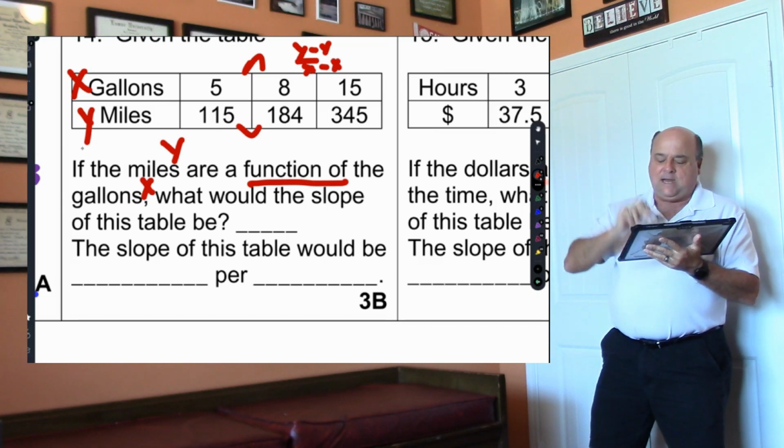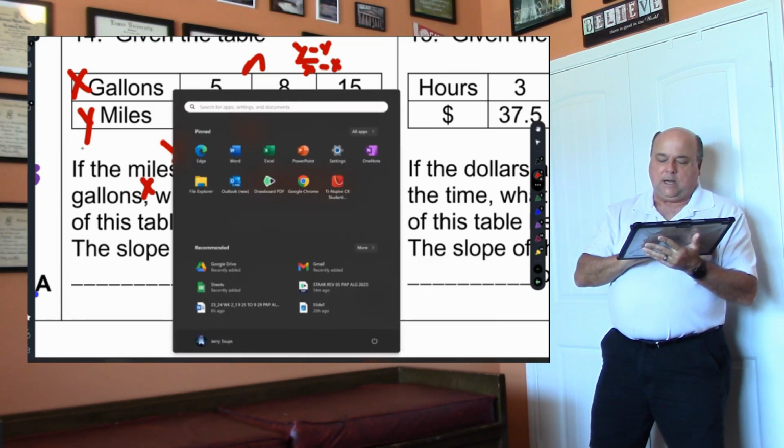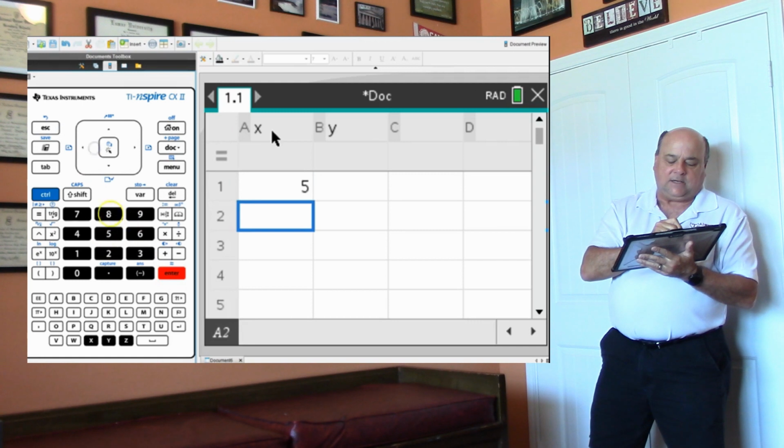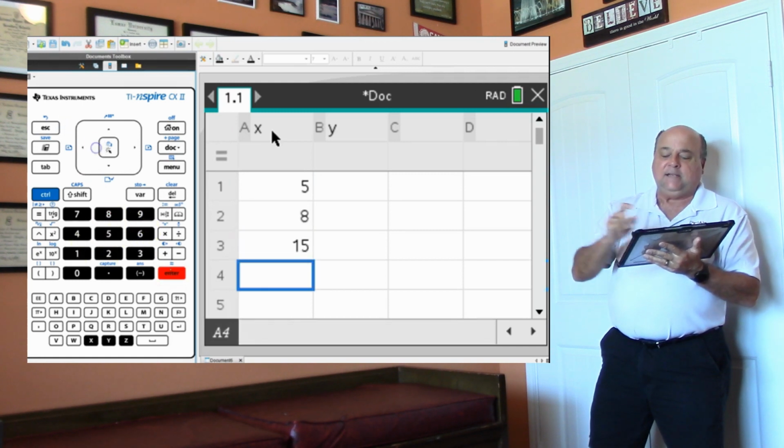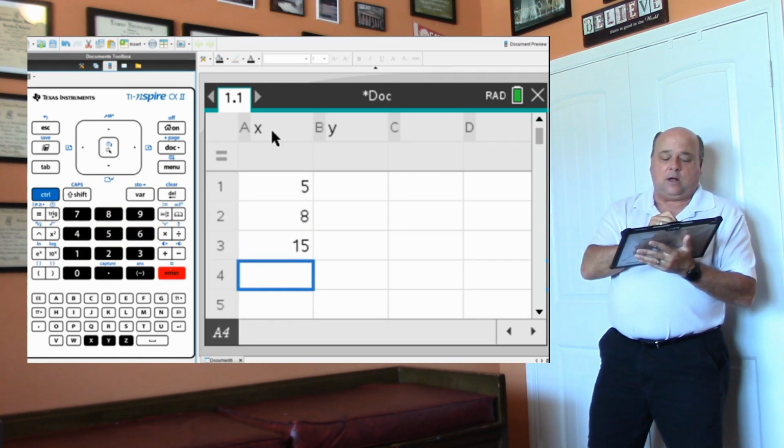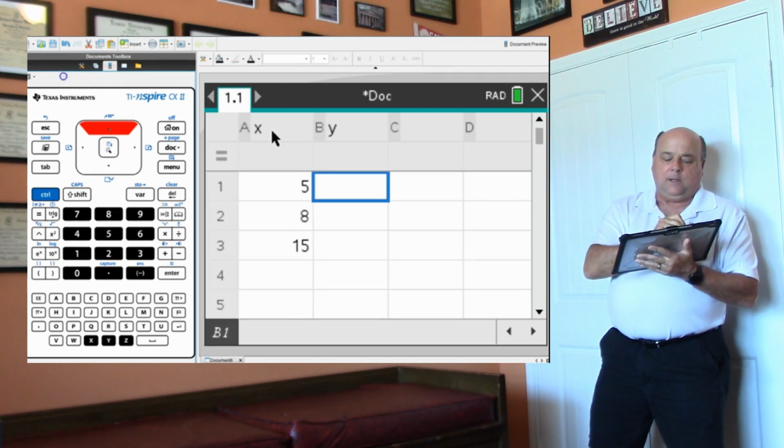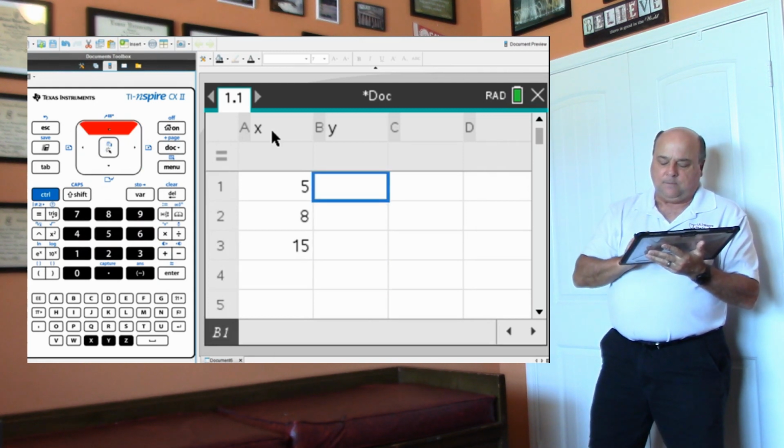So I have 5, 8, and 15. So I'm going to go in and put 5, 8, and 15 in for my X's. It's easier to put all of your X's in than all of the Y's in. Go up, and now I'm going to put all my Y's in.